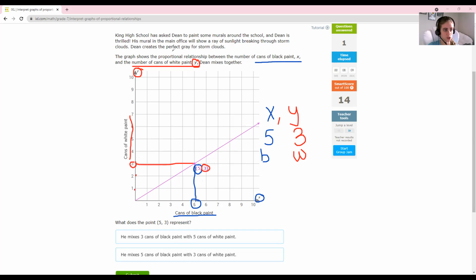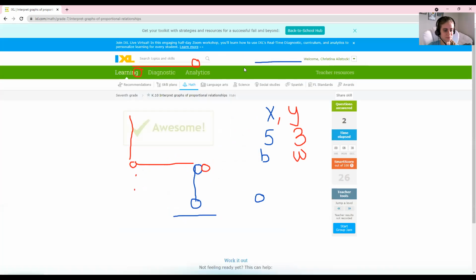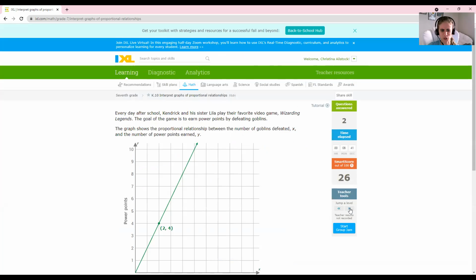If we look at our two answer choices here, he mixes 3 cans of black paint with 5 cans of white paint. Nope, that's not what we have written down. How about our second one? He mixes 5 cans of black paint with 3 cans of white paint. Yeah, that one matches. That is what this point means. In order for him to get that perfect gray for the storm clouds, that's the ratio he needs. Let's bump it up a level.